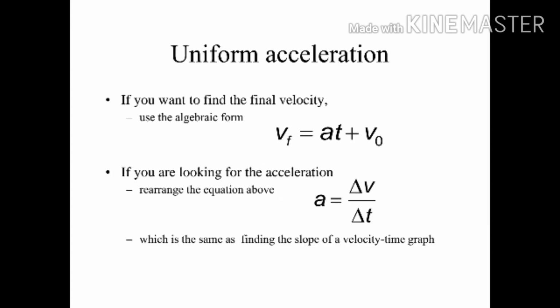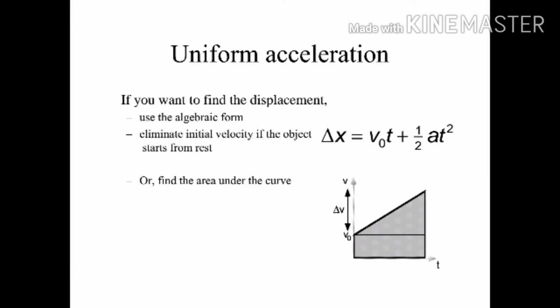In uniform acceleration, if you want to find the final velocity, then use the algebraic form as I told you above. But if you are looking for the acceleration, then rearrange the equation above, which is the same thing as finding the slope of a velocity time graph. But if you want to find the displacement, then use the algebraic form, eliminating initial velocity if the object started from rest, or find the area under the curve as shown in the figure.